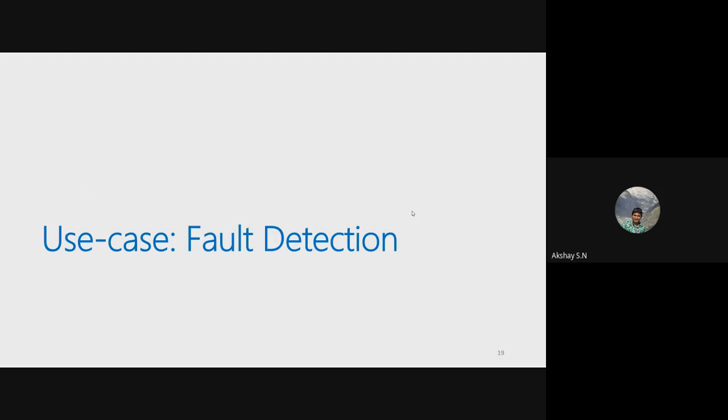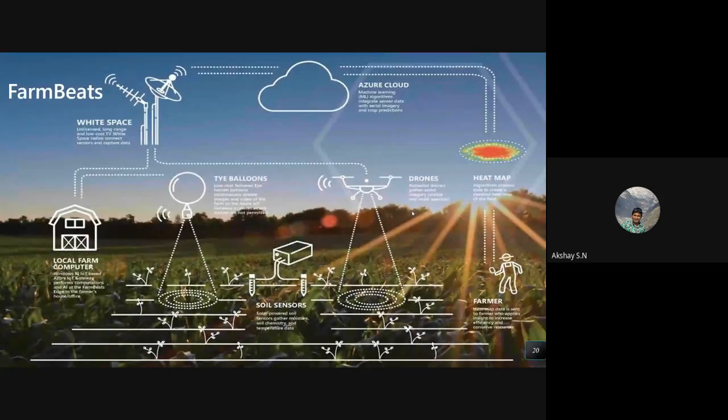Let's start with fault detection. I'll take an example of agricultural monitoring. For example, we have this project called FarmBeats, where the idea is you deploy IoT devices which have soil moisture, temperature, and pH sensors all across the field. This is the IoT device which is collecting the sensor data. And then we have drones which go over the farm and collect images, which is basically aerial imagery.